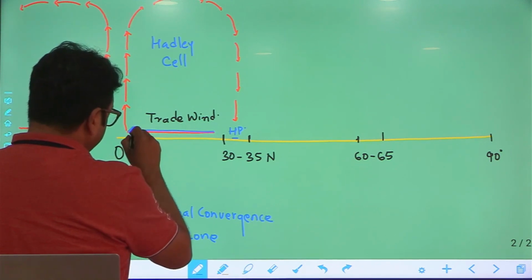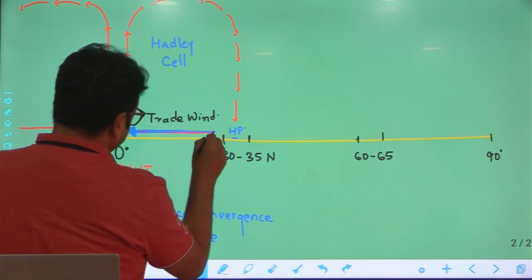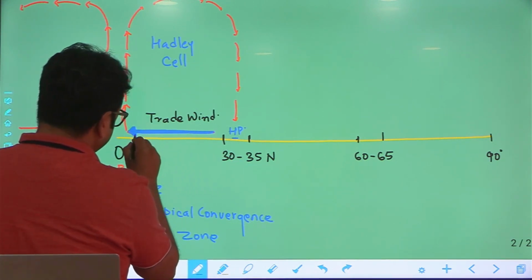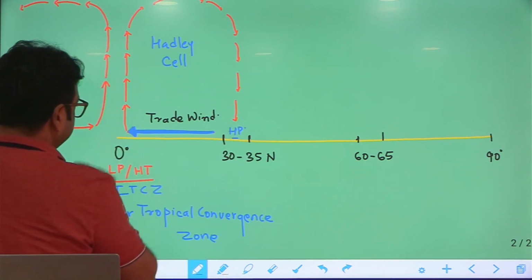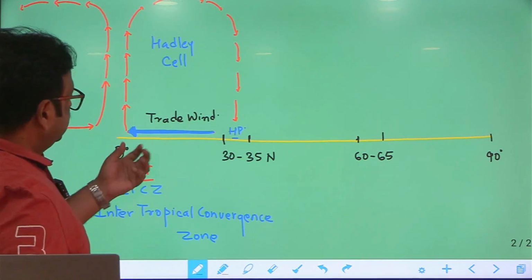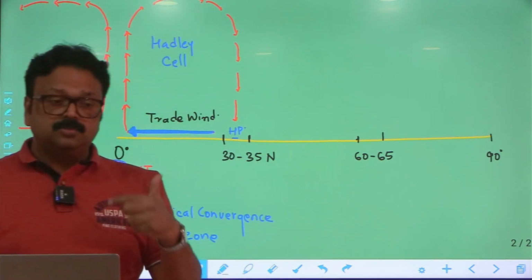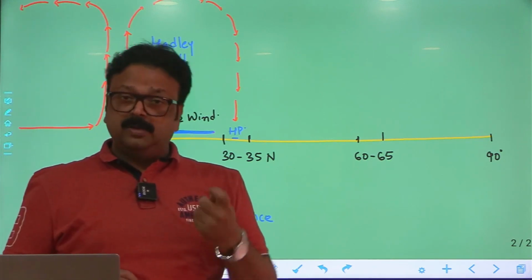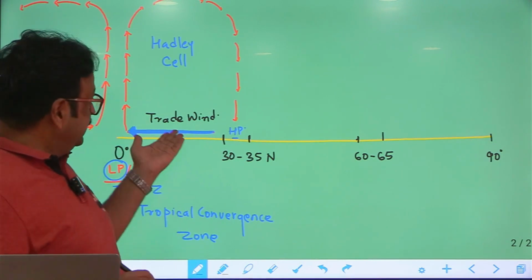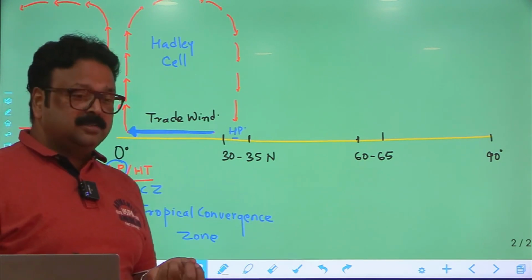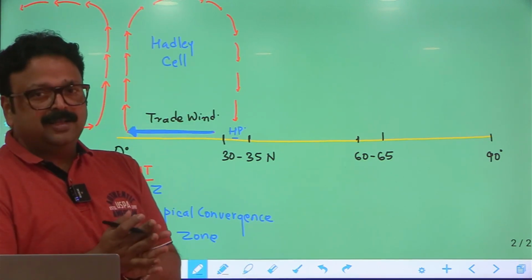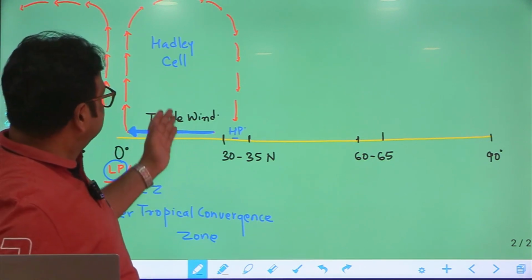In the Hadley cell, you will find this trade wind blowing from the subtropical high pressure belt to the equatorial low pressure belt. The equatorial low pressure belt is thermal in origin, and this trade wind is blowing from high pressure to the low pressure of the equatorial region. The name trade wind also has some historical connections. We will discuss in detail in the class why it is called a trade wind, whether these are the winds bringing some traders. What is the reason? You need to find it out. You can comment upon it, okay, and the rest will be discussed in the class.